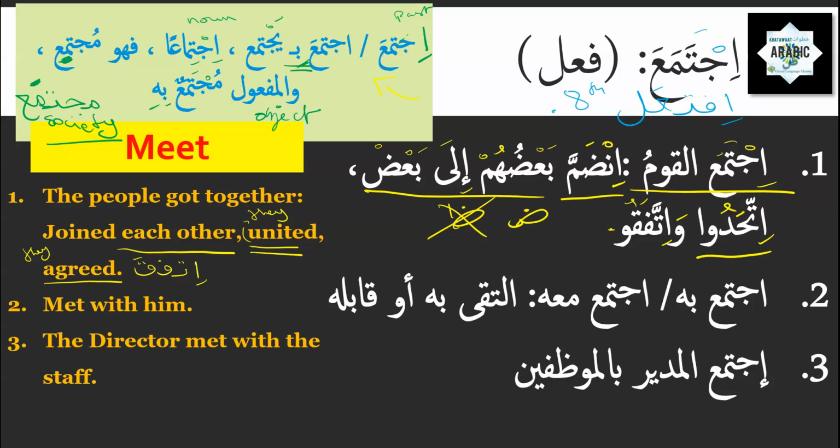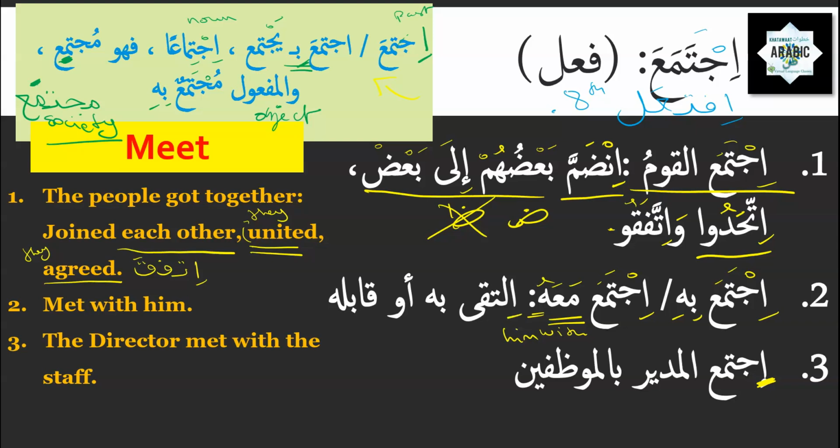The second sentence is اجتمع. I'll correct this one here. اجتمع به, and we're using the prepositions of place. And also اجتمع معه. We can also say with him. مع is with and هو, him. He met with him. اجتمع معه.